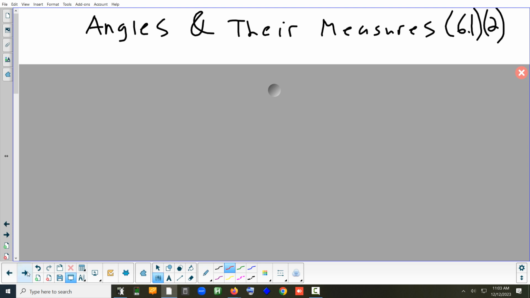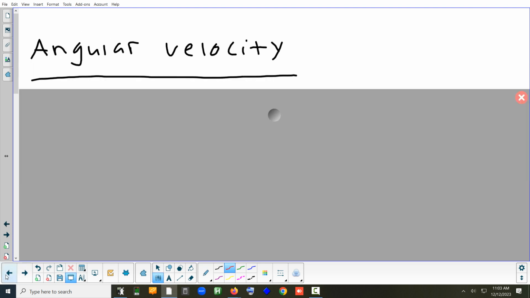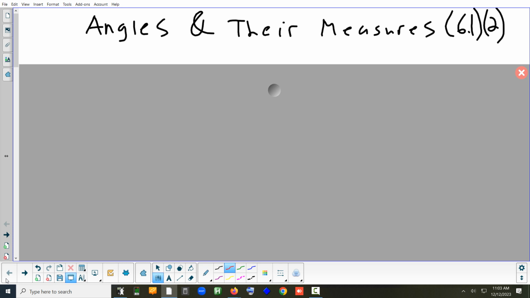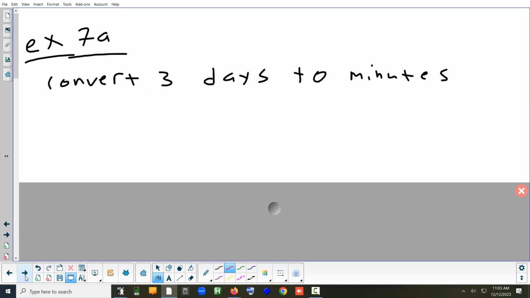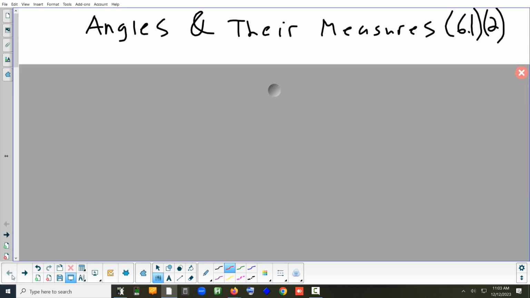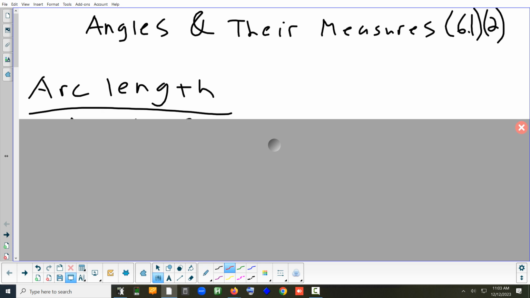Alright, so the last thing to finish up in 6.1 is what we call arc length. And then we're also going to look at something called angular speed. Okay, basically the speed of something spinning. So we'll see how much we get to. Alright, so let's talk about arc length first.